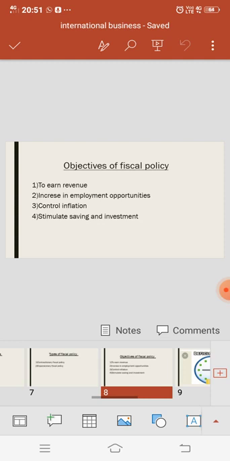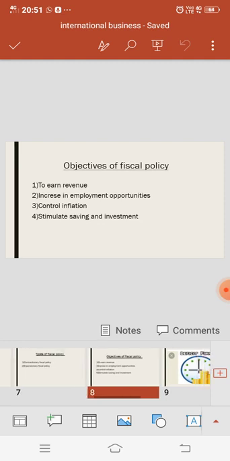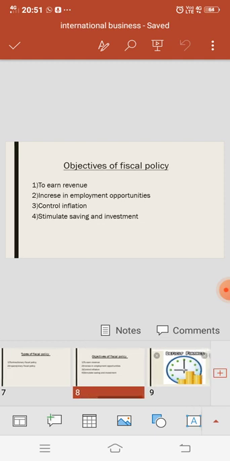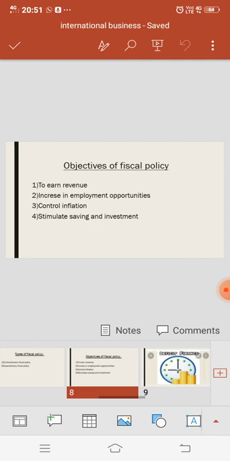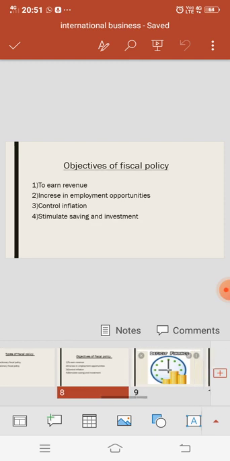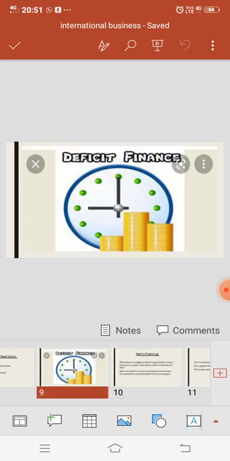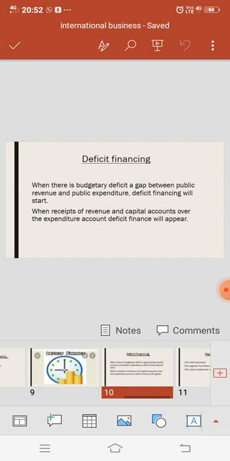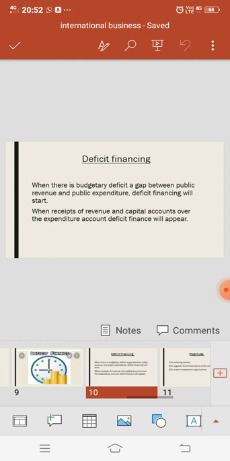Next concept, deficit financing. When there is a budgetary deficit, a gap between revenue and public expenditure, deficit financing will start. When expenditure exceeds the receipts of the revenue and capital accounts, deficit financing will appear. In simple terms, deficit financing appears when expenditure is more than revenue.